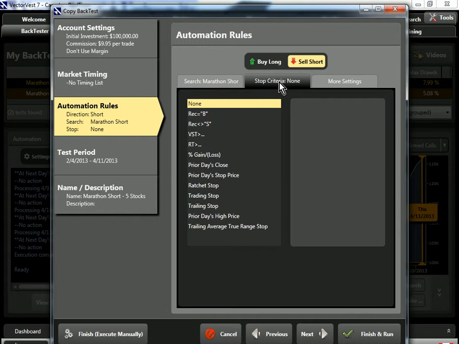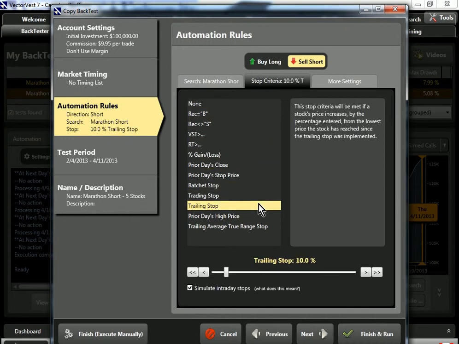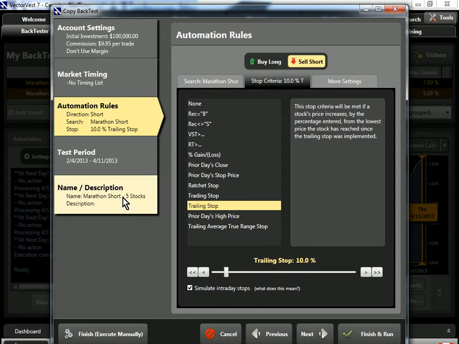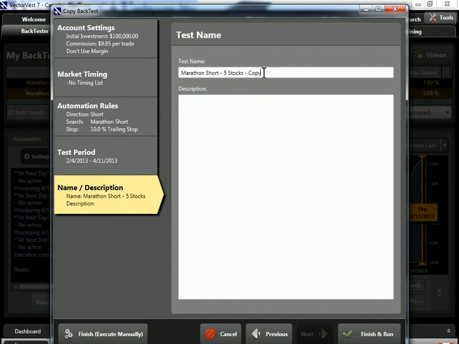The first one that we'll do is we'll start with a trailing stop. And in this case, we'll just go with the default 10%. And now when I make this modification, I'll go right down to name description, and we'll add TS equals 10%. We'll finish and run.